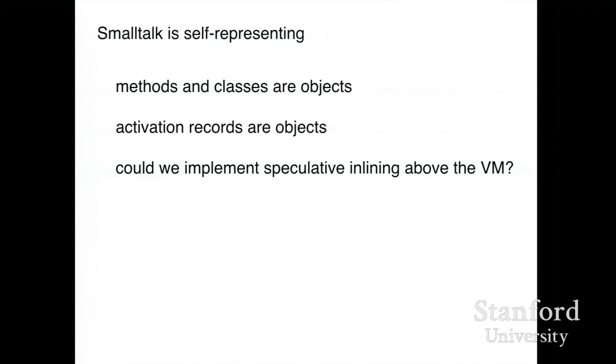So the question becomes, okay, given we've got methods and a compiler and everything else and activation records, could we actually implement speculative inlining above the VM entirely in Smalltalk and have this really complicated piece of optimization technology be something that you could interactively develop while you were interacting with your program and your test cases, and be written in a garbage-collected high-level language? And the answer is yes.